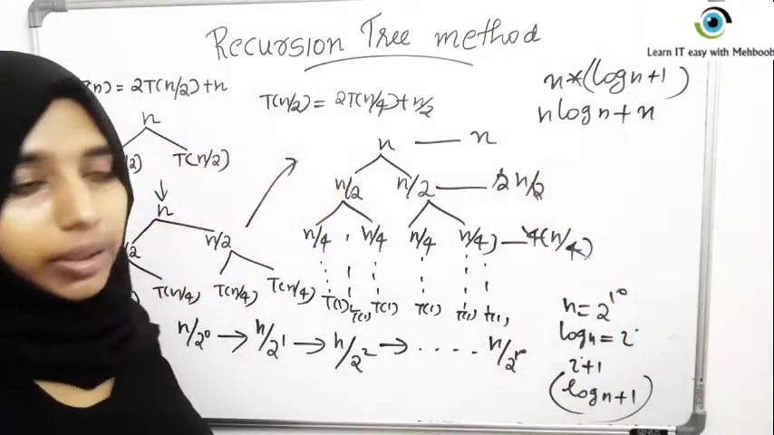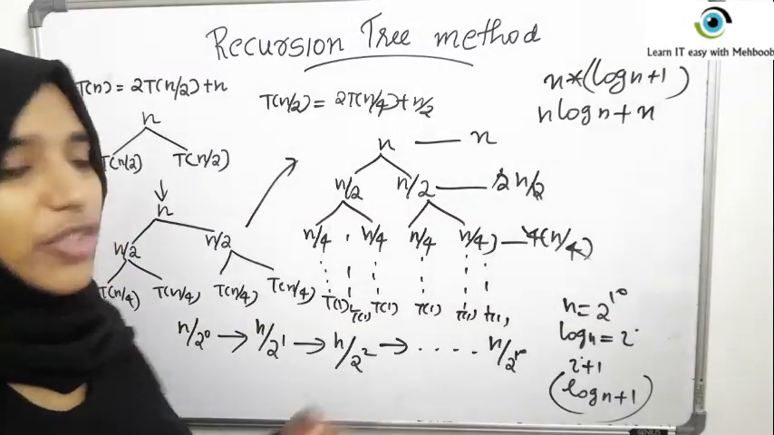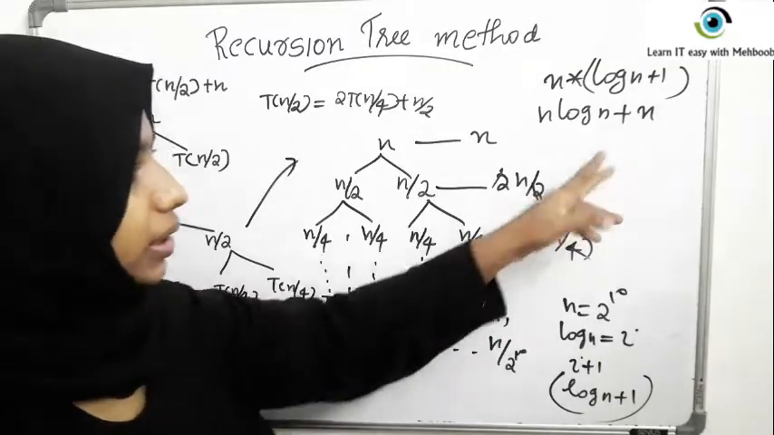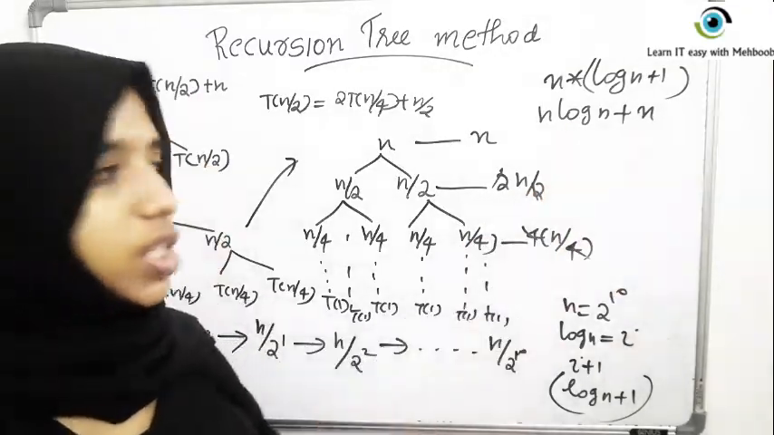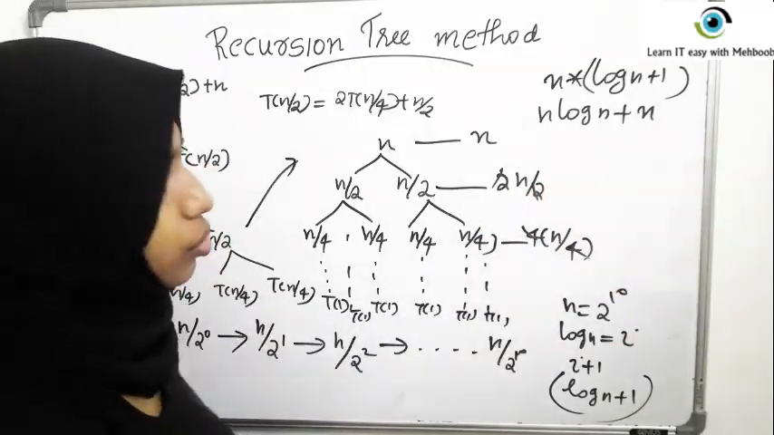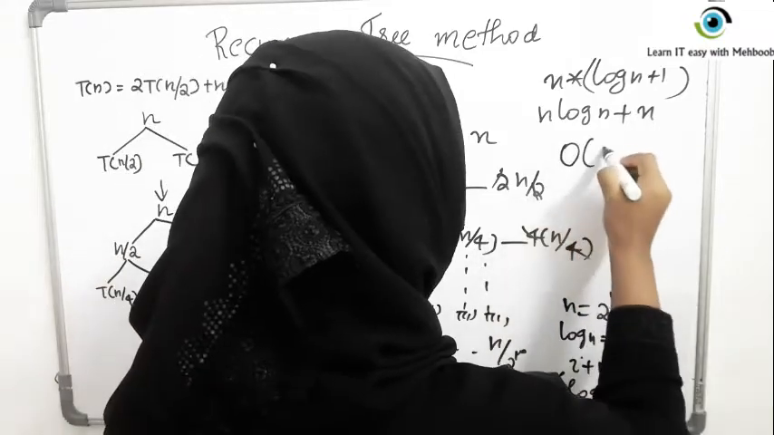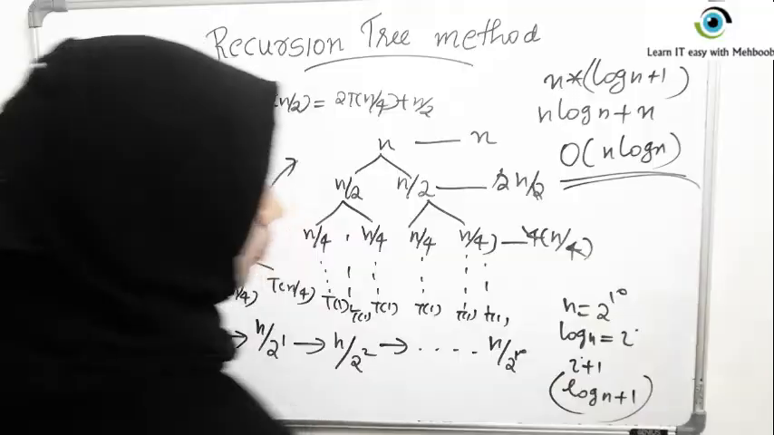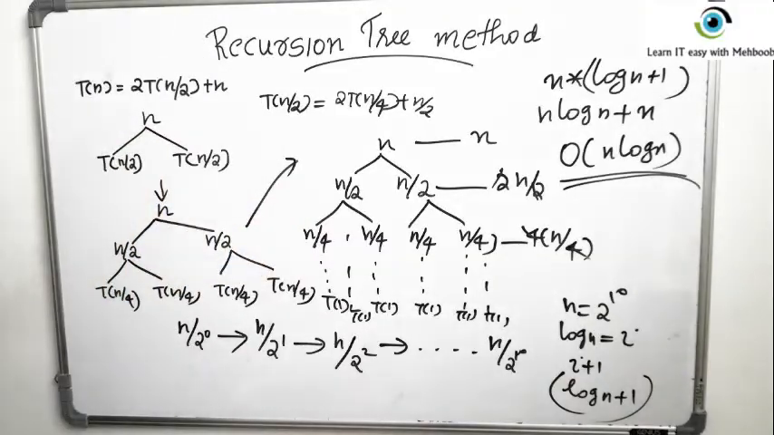If you remember the function growth curve which was discussed in the beginning of the session, you can understand that n log n is a function which is much higher than n. So the complexity is definitely order of n log n. So that's the complexity for Merge Sort. Hope you understood. We'll move on to the next example.